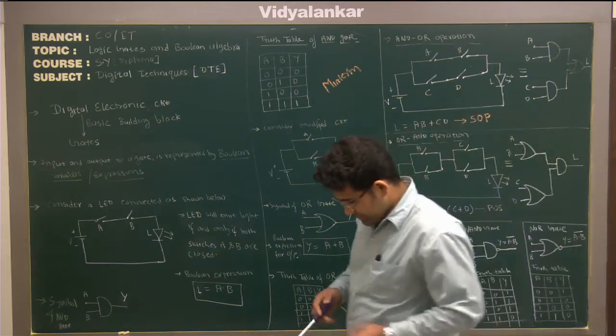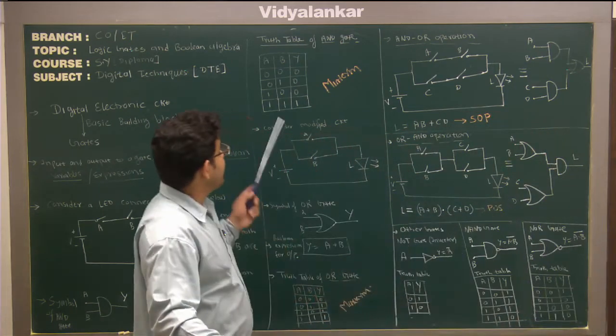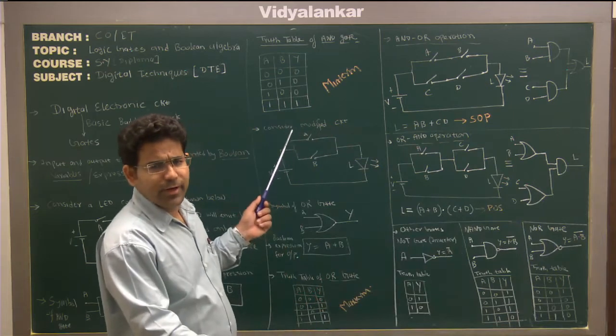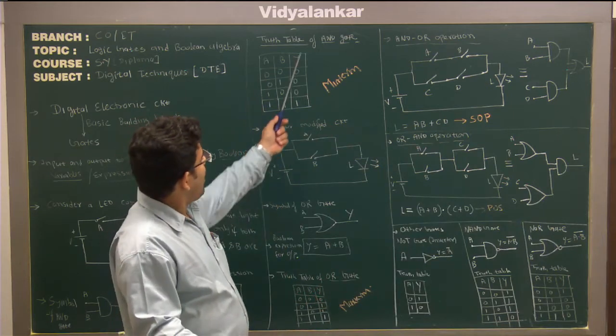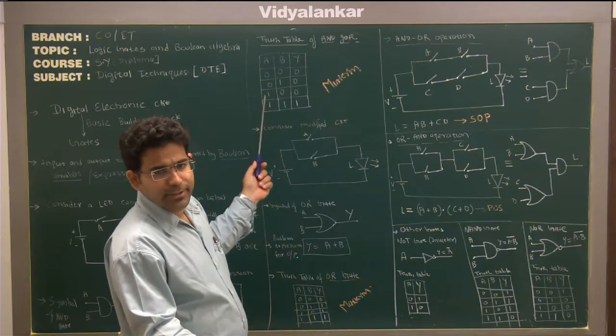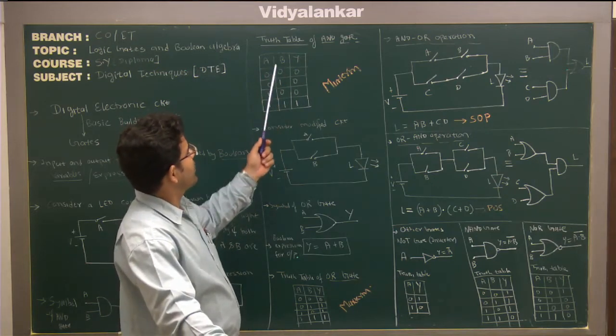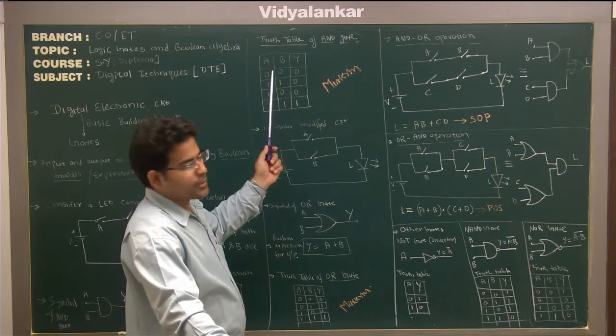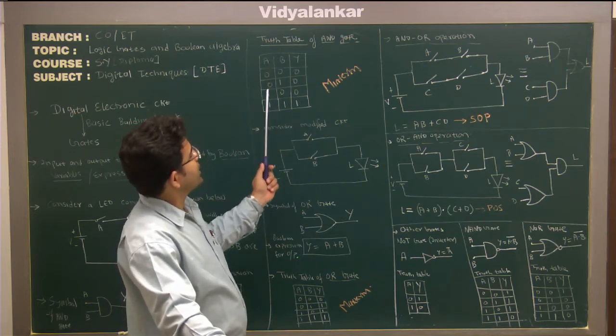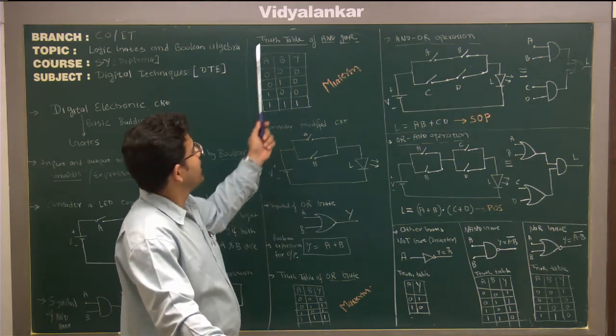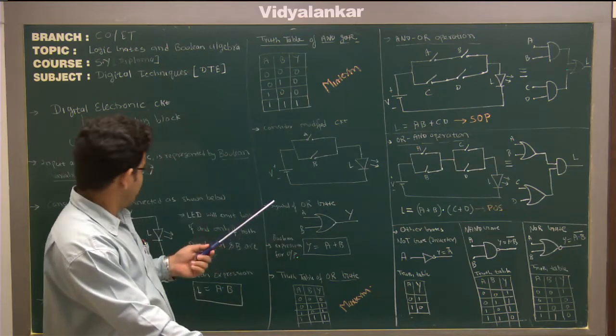So truth table. Truth table is a table which gives you the output for all combinations of input. That is, two inputs are there, so we can have 4 configurations. So for each configuration, what will be the output? That table is known as truth table.